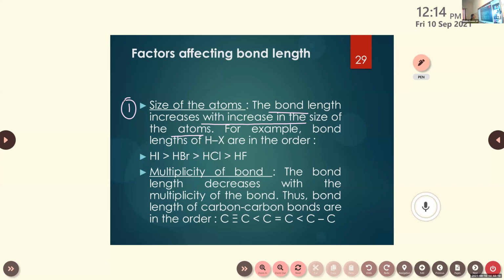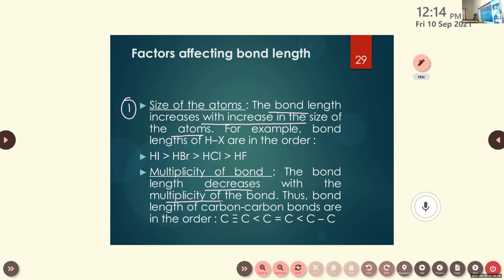Then the second one, multiplicity of bond. The bond length decreases with the multiplicity of bond. If they are multiple bonds, the double bond, triple bond, etc., the bond length decreases. So the single bond has the maximum bond length. When it comes to double bond and triple bond, the bond length decreases. So the second factor affecting bond length is multiplicity of bond. The bond length decreases with the multiplicity of the bond.